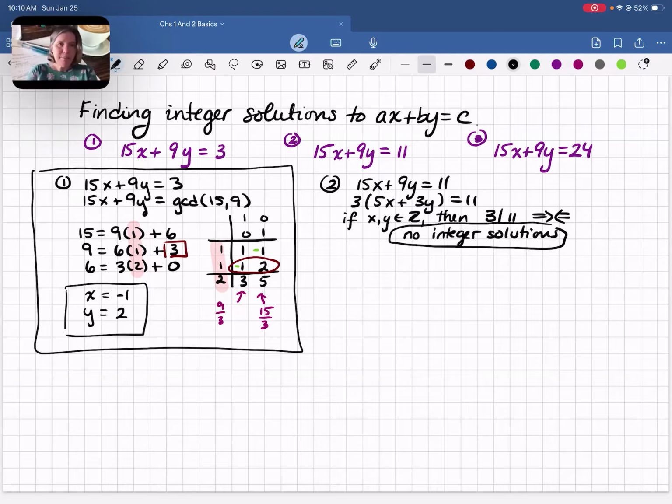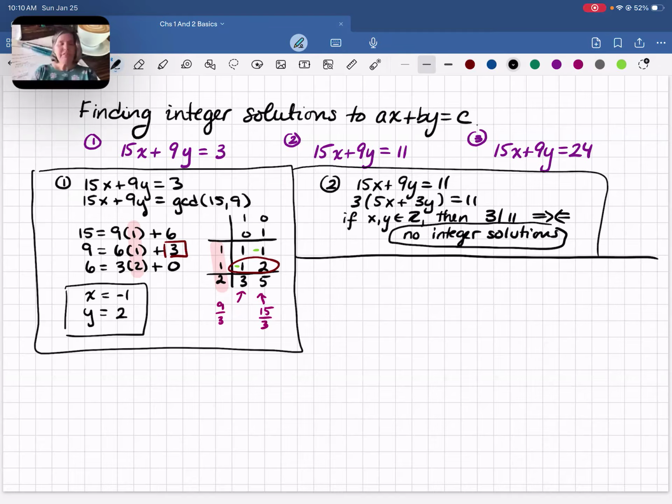When you have ax plus by equals c, but the GCD of a and b does not divide c, then there will be no integer solutions. So that's the second kind that could happen, where you have ax plus by equals c, but the greatest common divisor of a and b is not a factor of c. Then there are no solutions. All right, and then the third case, 15x plus 9y equals 24.